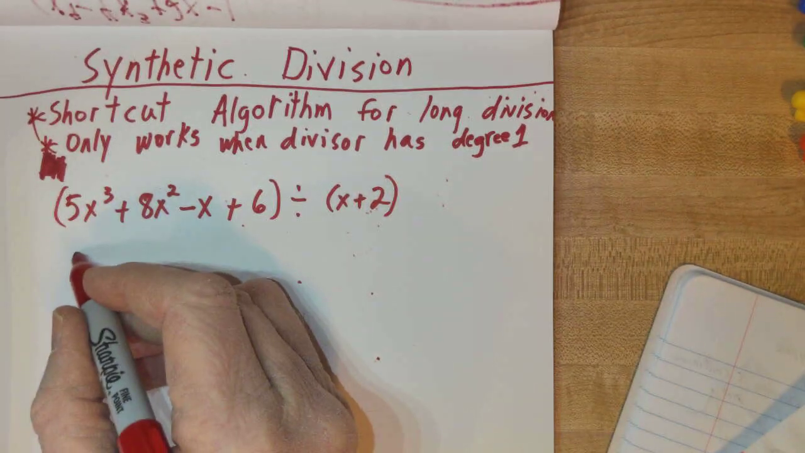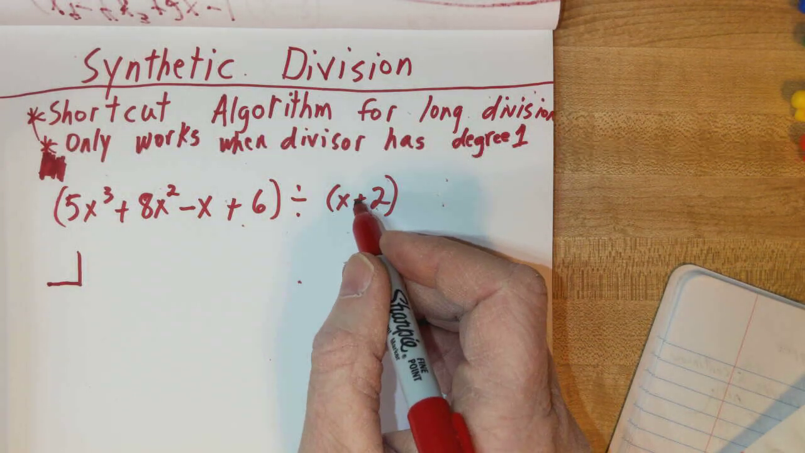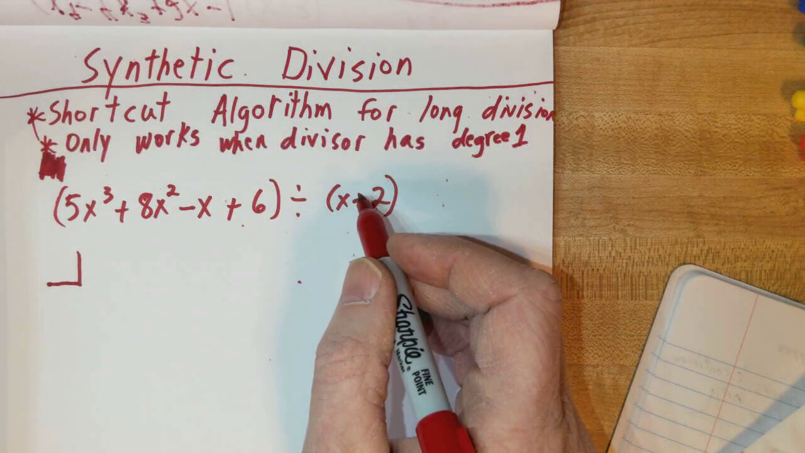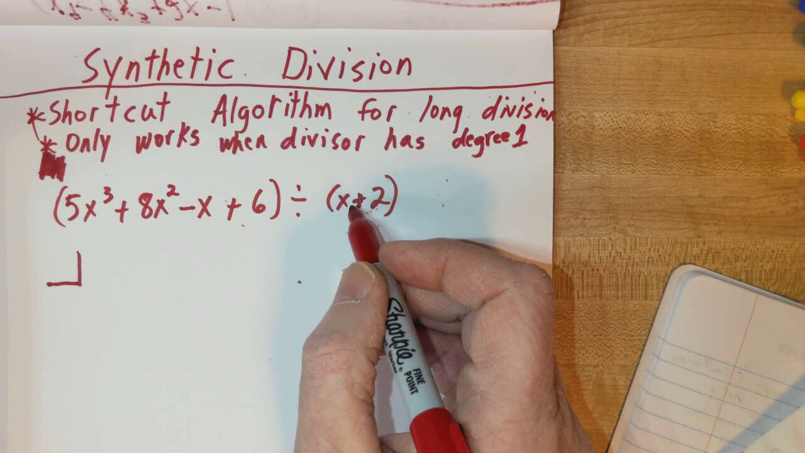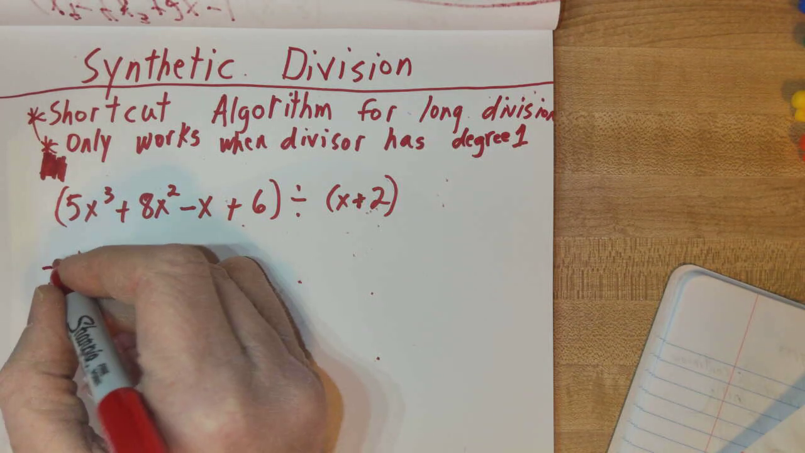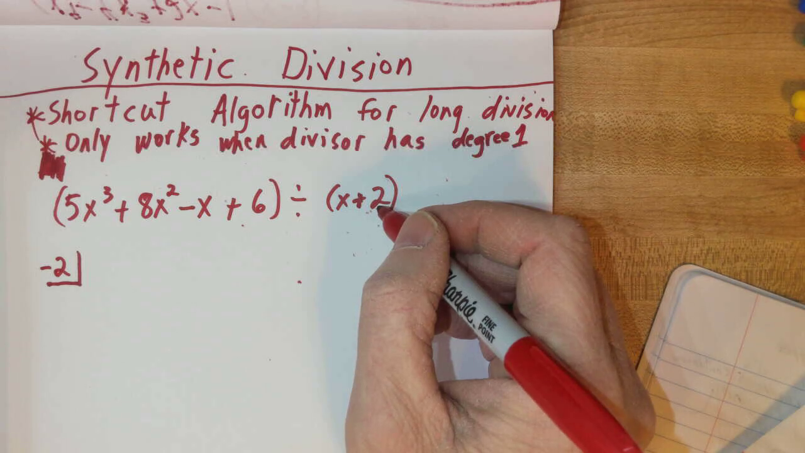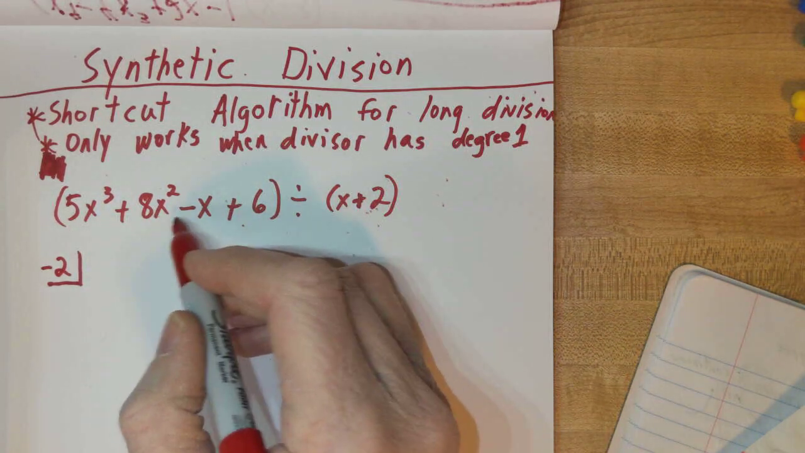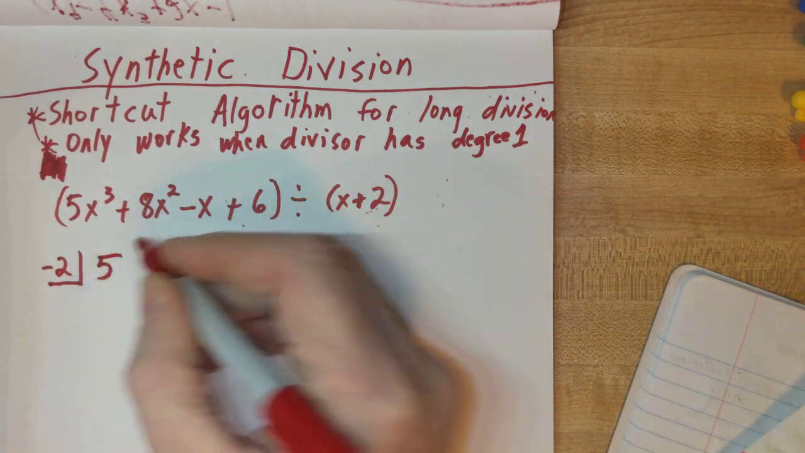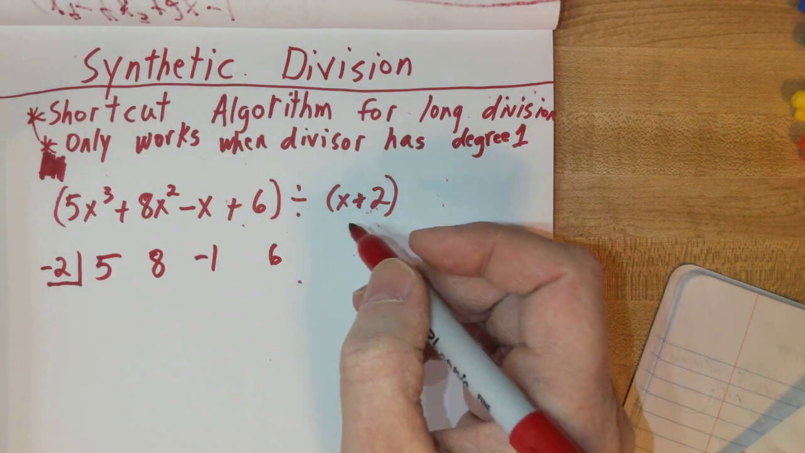You take the divisor. You remember this kind of goes on with what we were doing when we were doing transformations and sliding horizontally. If it's x plus 2, I would slide that 2 units to the left. So maybe that helps you remember. But I make a little box and I put negative 2 in that box. And then I put all of the coefficients for every power, from the third power, the second power, the first power, and the constant.